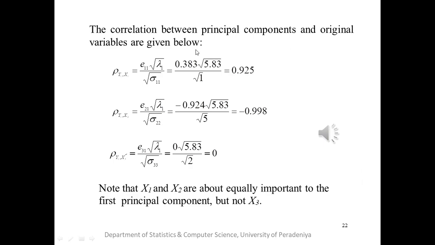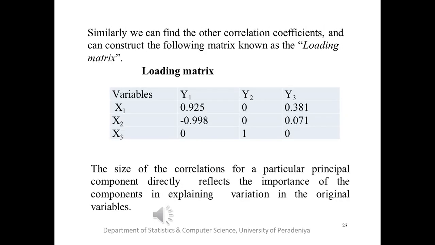Now, we find the correlation between the principal components and the original variables. The correlation between the first principal component y1 with the 3 x variables can be derived as shown here. Note that the first principal component y1 has a high positive correlation with x1, and high negative correlation with x2. But, the first principal component y1 is uncorrelated with x3. Similarly, we can find the other correlation coefficients, and then we can construct the loading matrix as shown here.